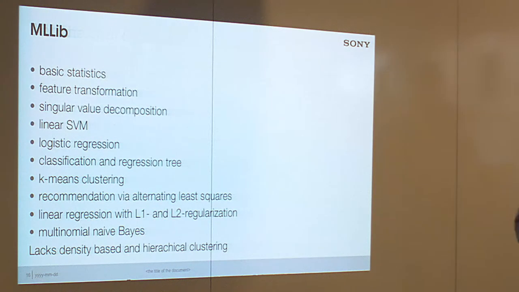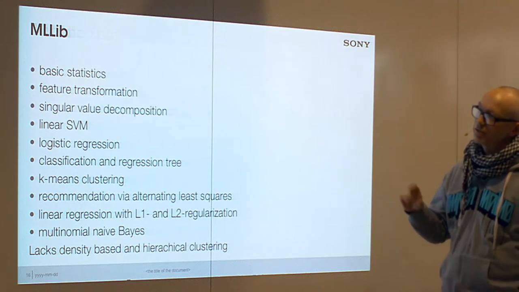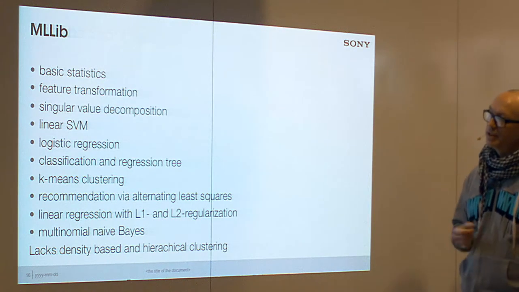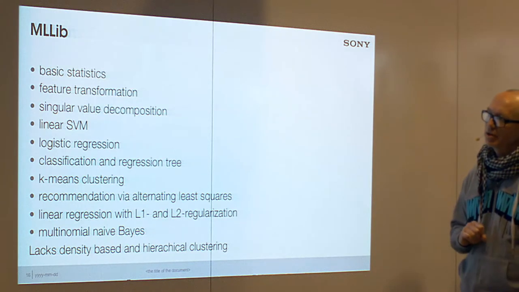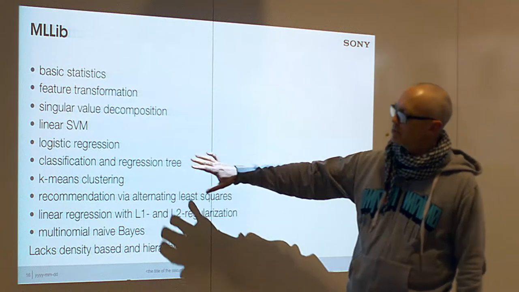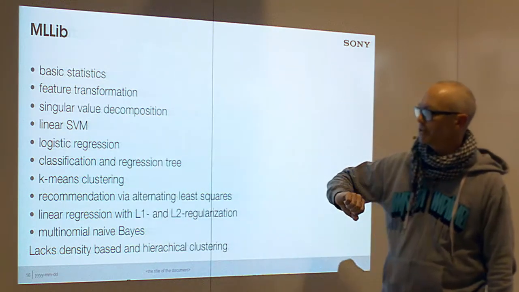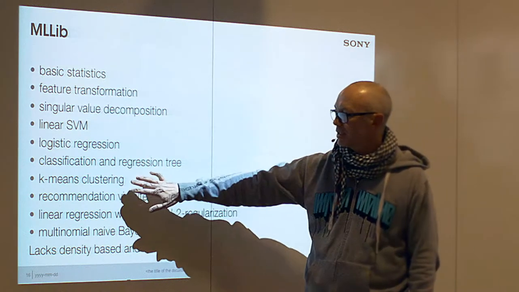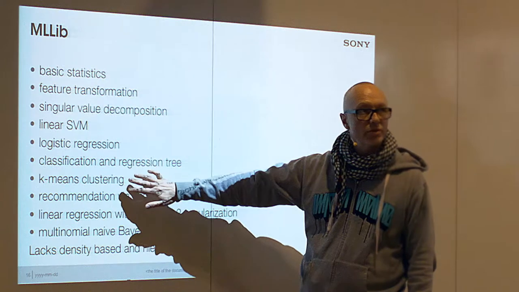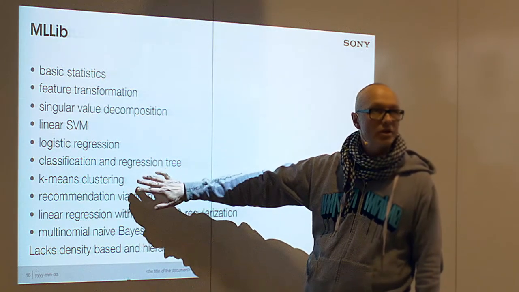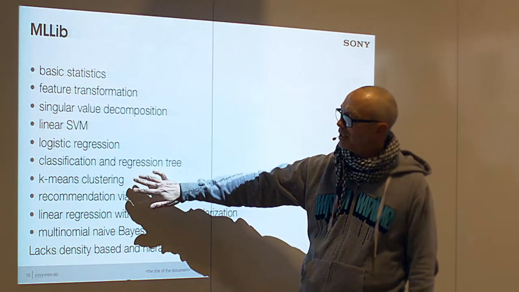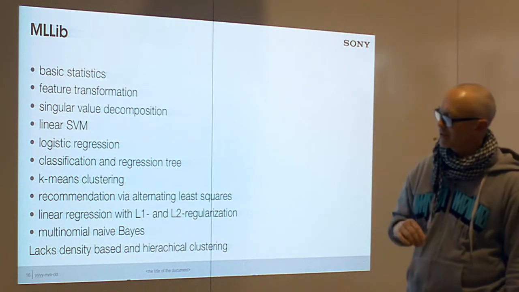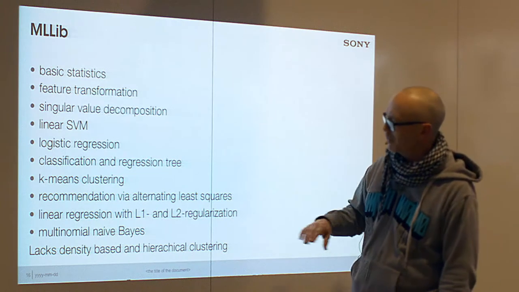The machine learning library has some basic stuff, statistics and feature transformations, but it also has the basic machine learning algorithms: support vector machines, logistic regression. Clustering it's not so good at, so it only has k-means clustering, so we want to have a density-based clustering for location data, so that's something we need to work on.